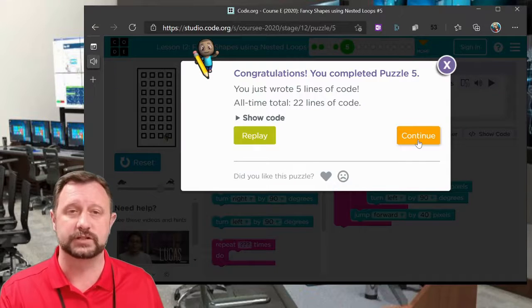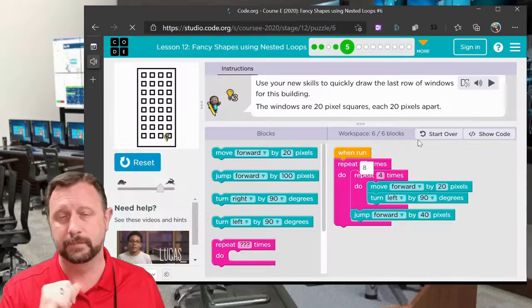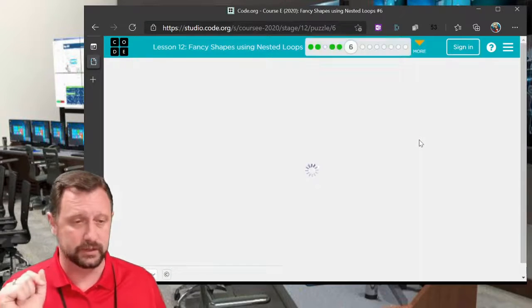I know you might be thinking you're a genius, Mr. Carver, and you know what? You're right, I am. Puzzle number 6. Here we go.